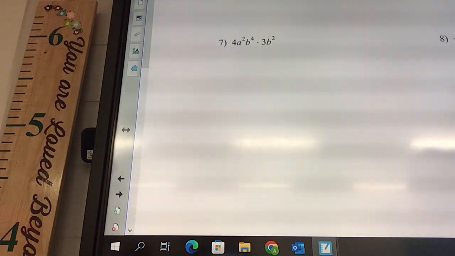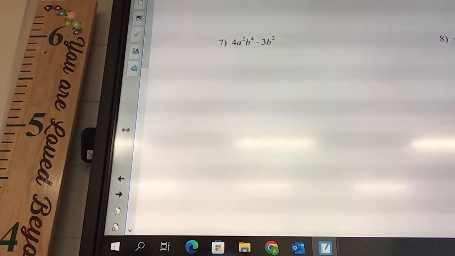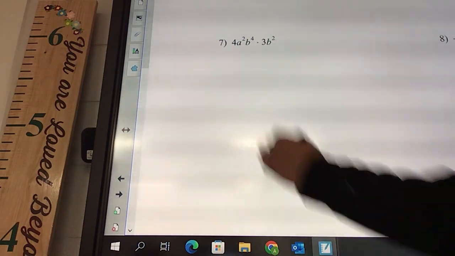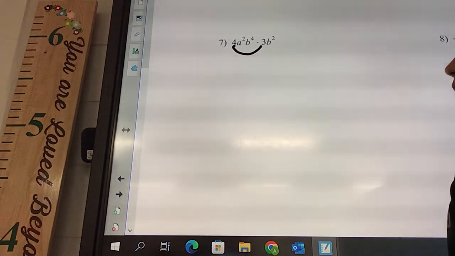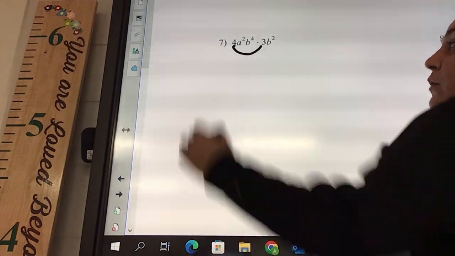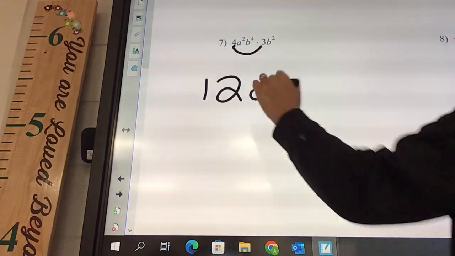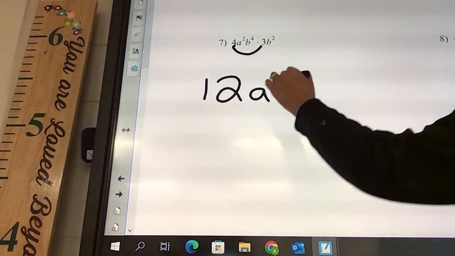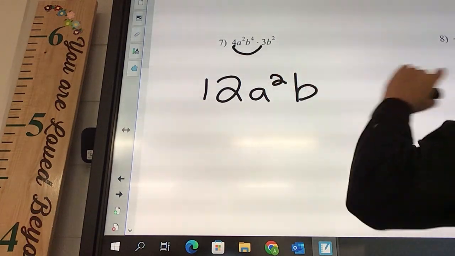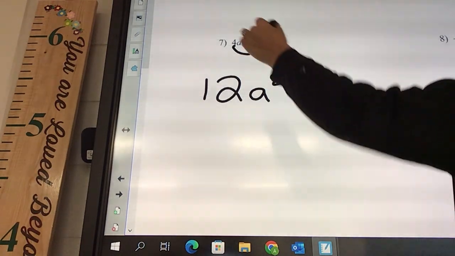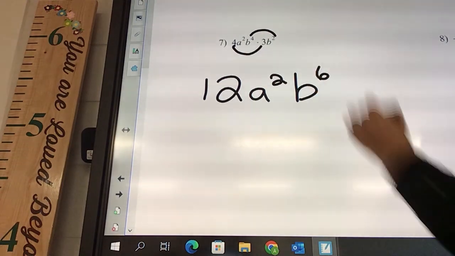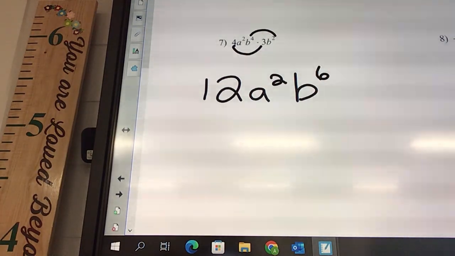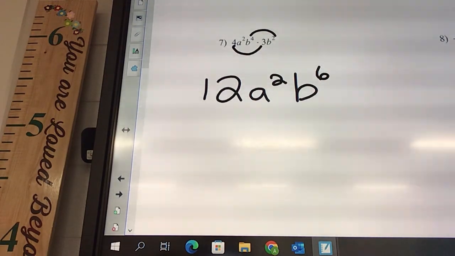Okay, look at 7. There's a dot, so that means you need to add exponents. 4 times 3, 12. A to the what? To the 2. There's nothing else to add with this A. B to the 6, because we got 4 plus 2. Are there any negative exponents? No, so we're done. We don't need to move anything.